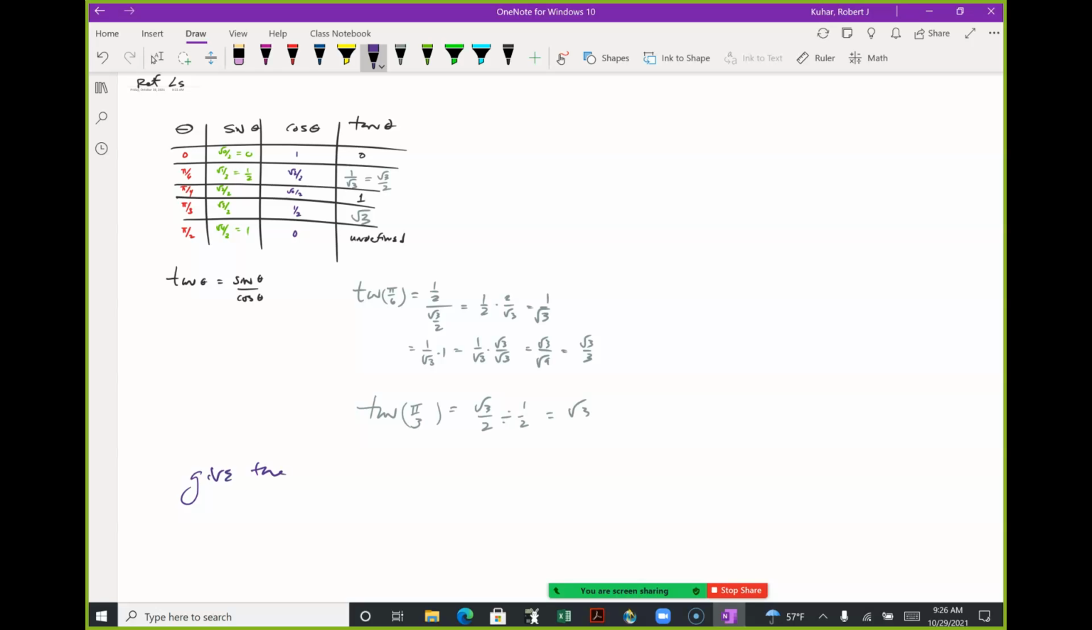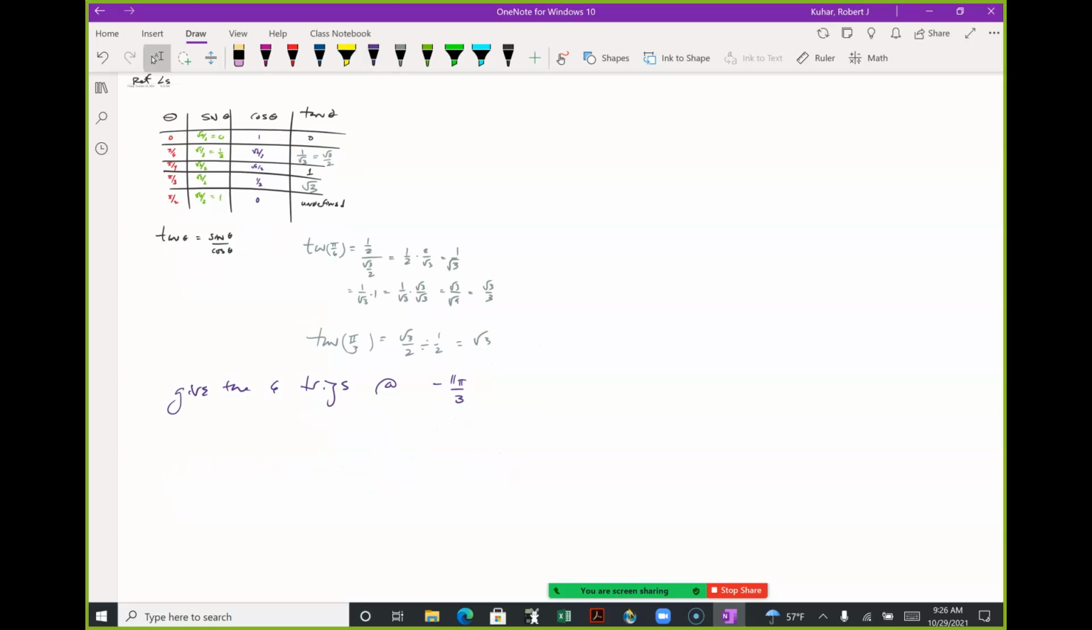Give the 6 trigs at minus 11 pi over 3. Right? I guess this could be a problem on the test. Pretty darn easy, but I want to see the details. What's up? You okay?